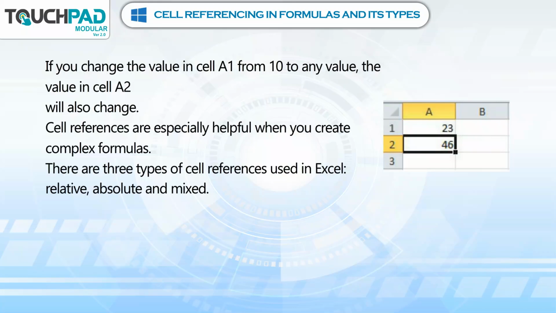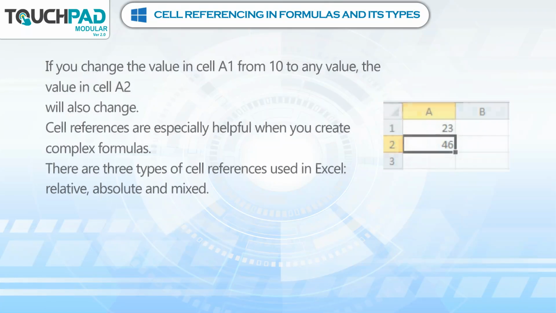If you change the value in cell A1 from 10 to any value, the value in cell A2 will also change. Cell references are especially helpful when you create complex formulas. There are 3 types of cell references used in Excel: relative, absolute, and mixed.